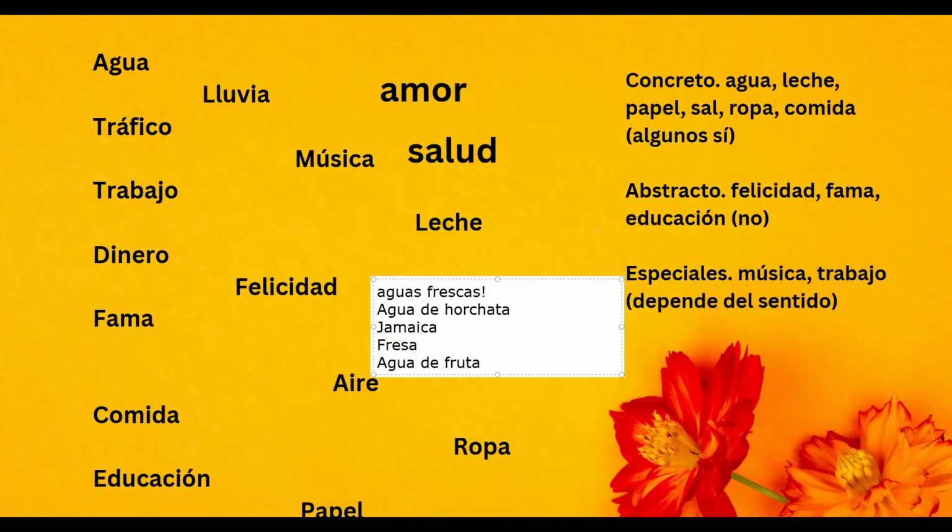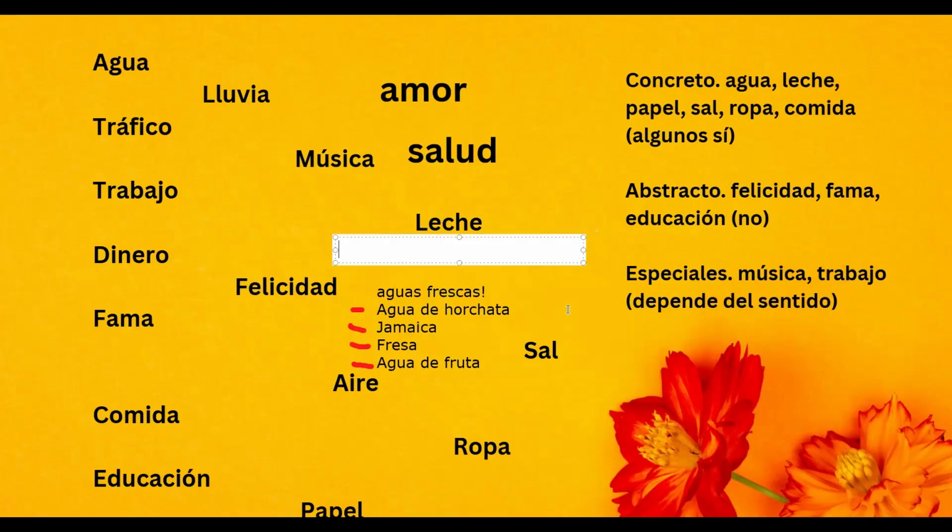Okay? So in this case the difference is that they are not telling you that agua is countable. They are telling you that the different kinds of waters are countable, because they are telling you this is agua de horchata, agua de Jamaica, agua de fresa. So together they are aguas.